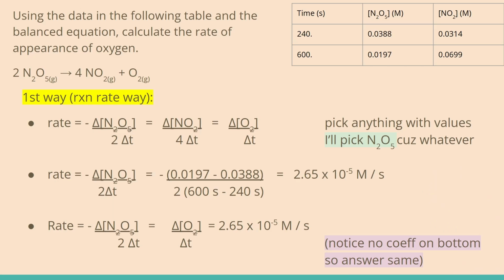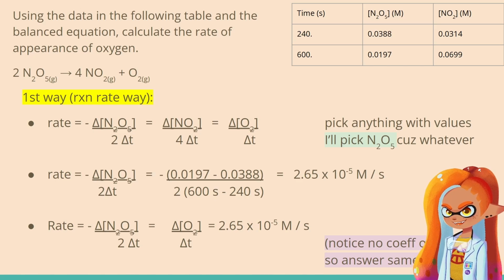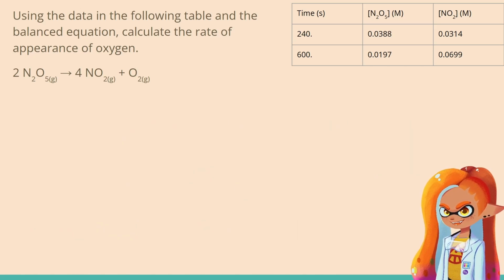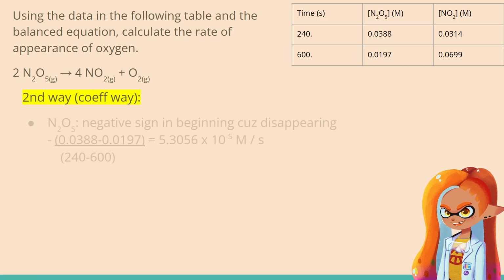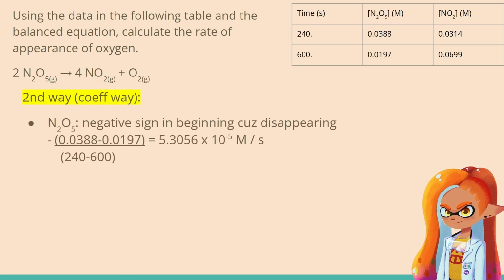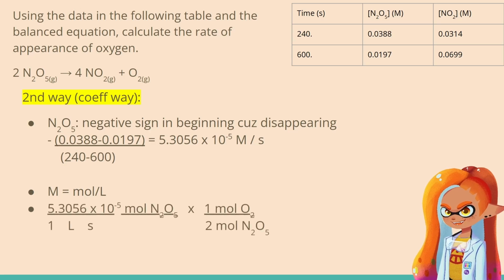The answer is exactly the same, which is what I had covered right there. Cool. So the other way of doing it is, again, the coefficient Stoich way. First, the big negative sign is just showing, hey, it's disappearing. It doesn't matter in terms of math anyway. And so I have calculated the N2O5. As a reminder, M is moles per liter. And so then I could put moles on the top, liter per second on the bottom.